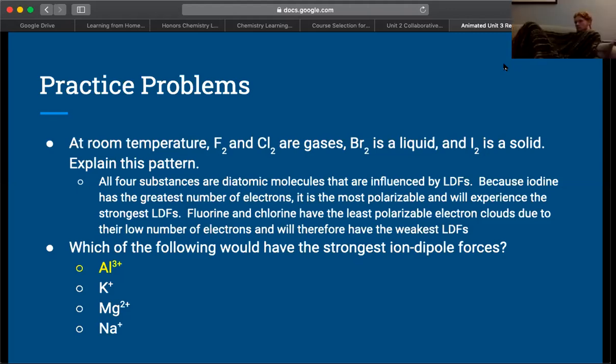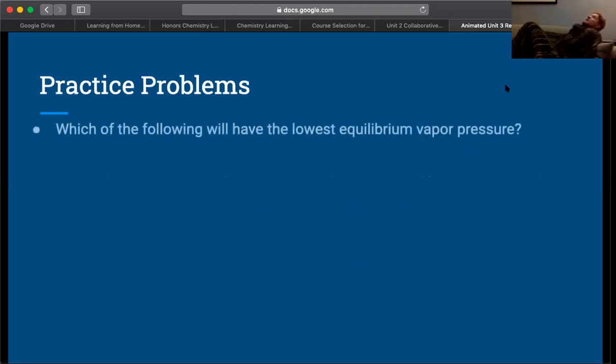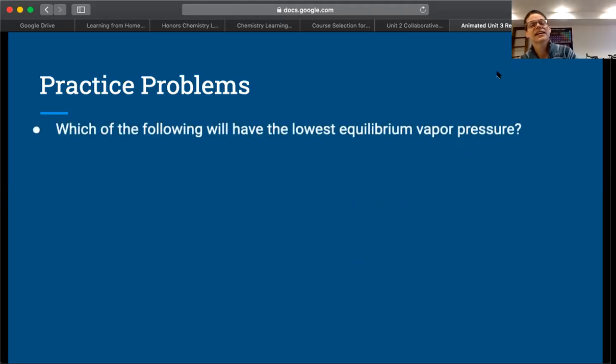Okay. So it says, which of the following will have the lowest equilibrium vapor pressure? So you've got to think about what is vapor pressure and how on earth does that relate to intermolecular forces? So vapor pressure.